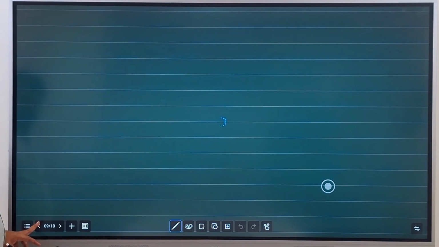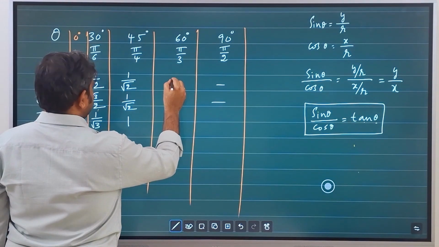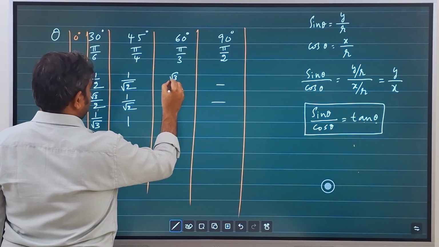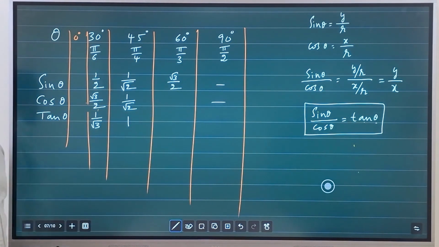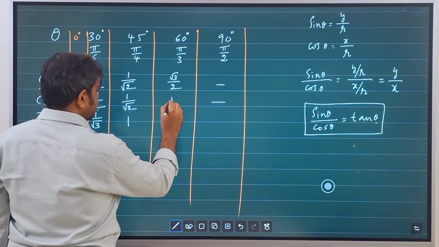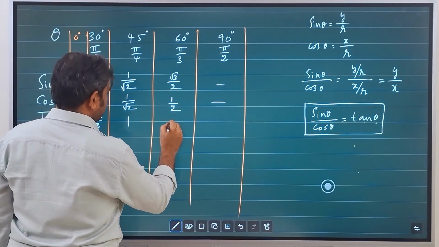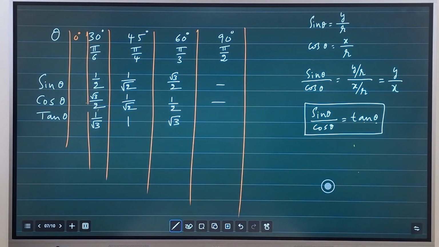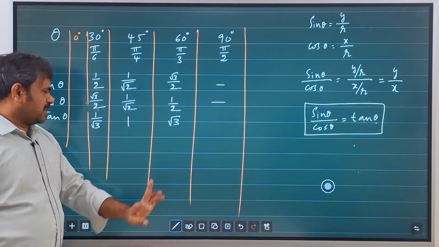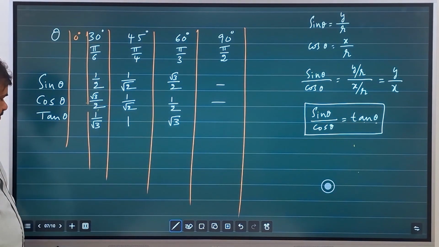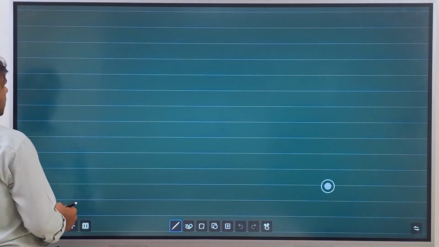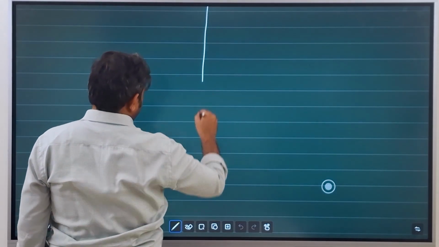Let's fill these values in that table. This value we got root 3 by 2, sin 60 degrees root 3 by 2. We got cos 60 degrees 1 by 2. And we got tan 60 degrees is equal to root 3. Now let's write down the values of 0 degrees and 90 degrees. Sin 0 degrees, cos 0 degrees, and tan 0 degrees. Similarly, sin 90 degrees, cos 90 degrees, and tan 90 degrees. Well, to find 0 degrees and 90 degrees.